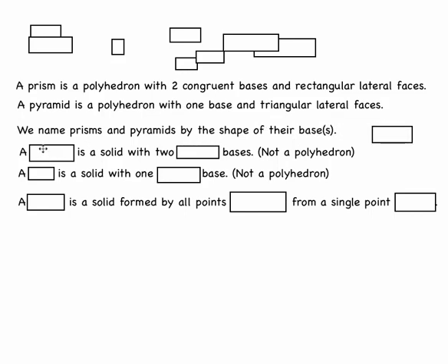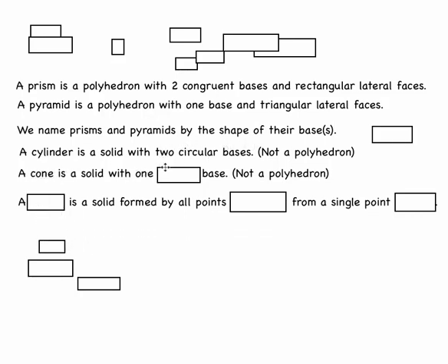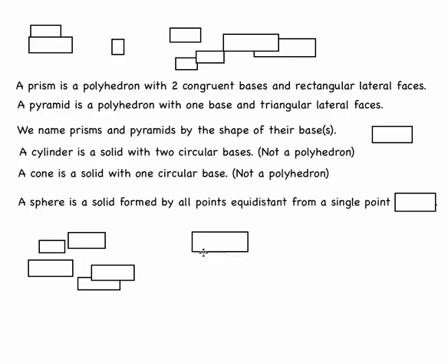Therefore, a cylinder is a solid with two circular bases. It is not a polyhedron because it has circular bases. A cone is a solid with one circular base. And a sphere is a solid formed by all the points that are equidistant, or the same distance, from a single point. We know this as the center.